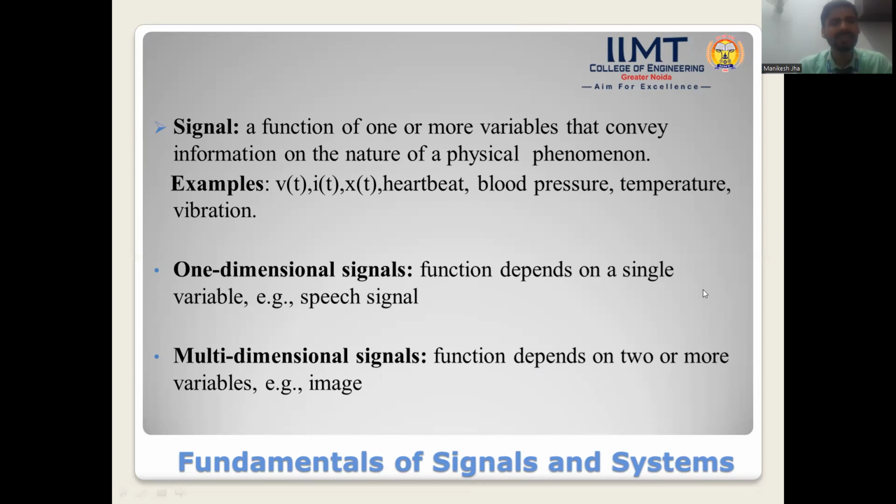A signal may be one-dimensional or multi-dimensional. A one-dimensional signal is a signal that is a function of only one variable. Either it is time, or displacement, or x, y, z, any coordinate. Only one variable should be there. The best example of a one-dimensional signal is the speech signal. The second one is the multi-dimensional signal. As the name indicates, it depends on more than one variable. It is a function of two or three variables. An example of a multi-dimensional signal is the image signal.